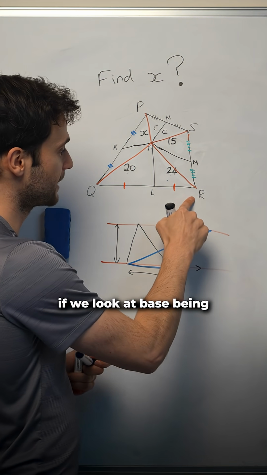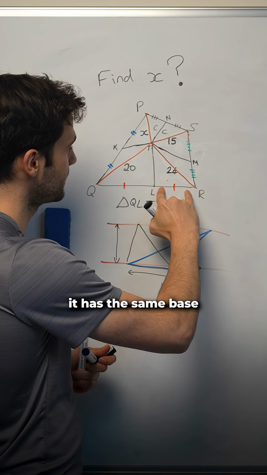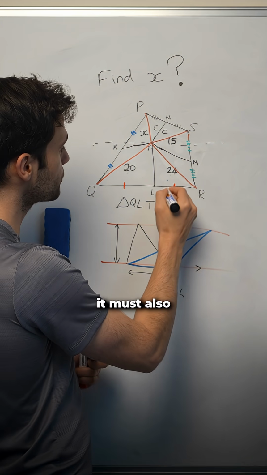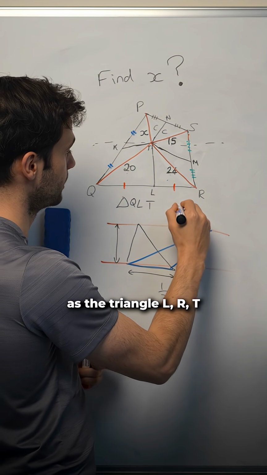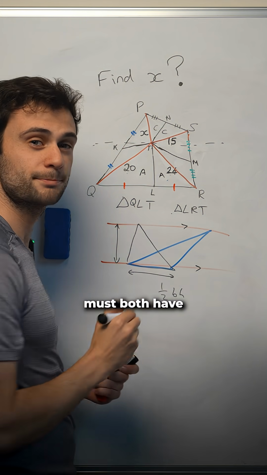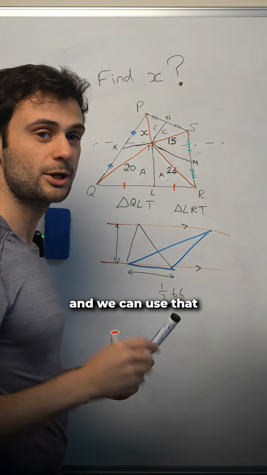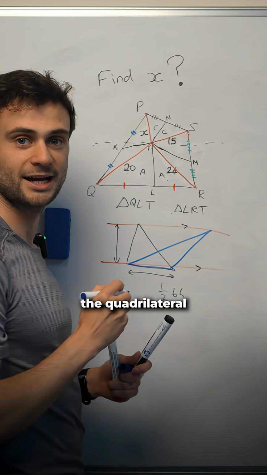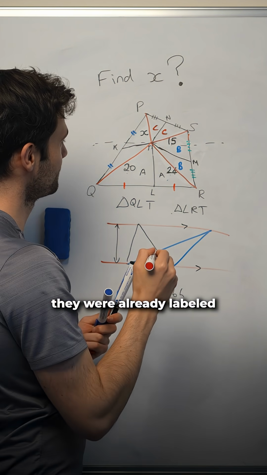If we look at the base being Q to L for this triangle QLT, then because it has the same base, and we could draw a line that is parallel to QR, it must also have the same perpendicular height and base as the triangle LRT. Do you see it? Now, because these triangles must both have the same area, we could label that area with an A, for example. And we can use that same logic for every other pair of triangles around the quadrilateral. So these we could label both with a B, these with a C, oh, they were already labeled, and finally these with a D.